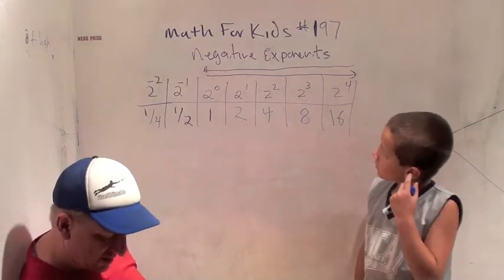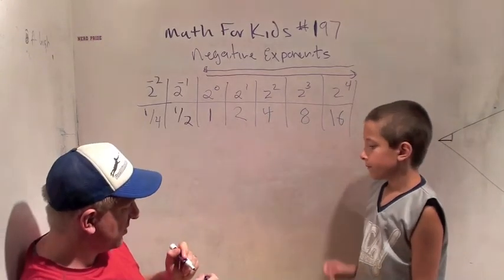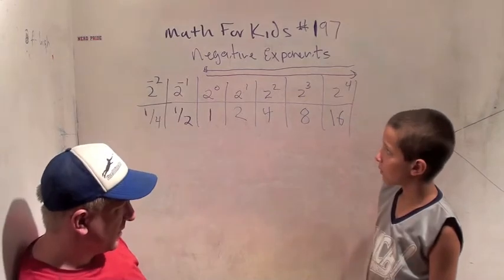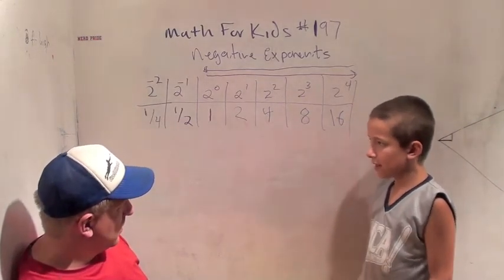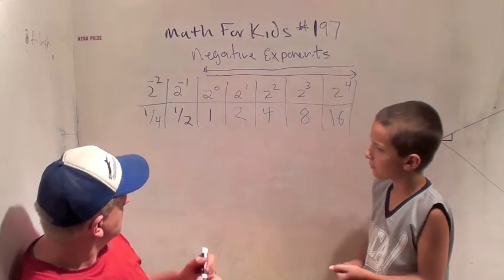So that's a kind of fun review of negative powers and an easy explanation of why that's true. So what should 3 to the minus 2 be, by the way? 3 to the minus 2 should be a sixth.